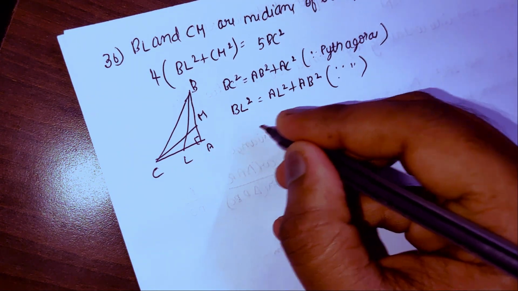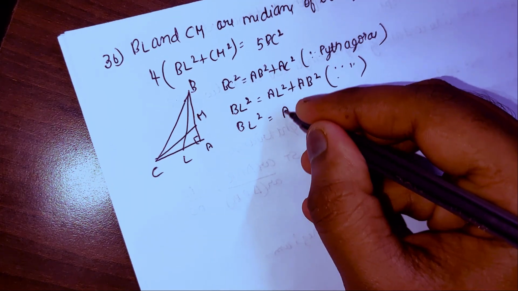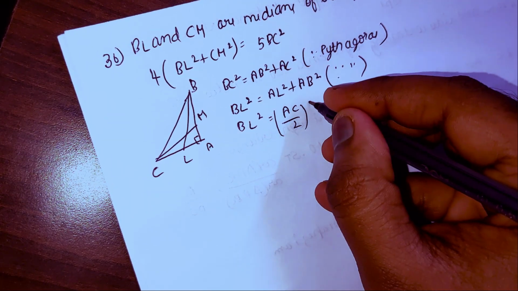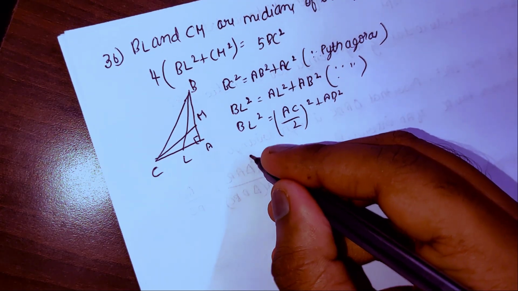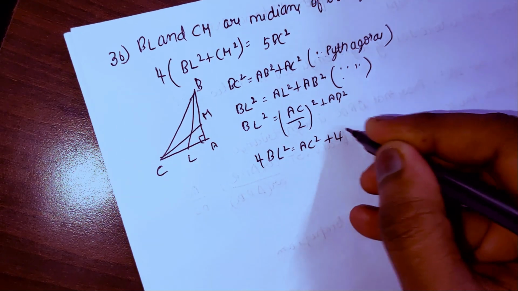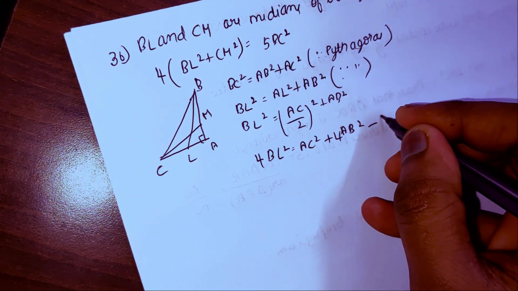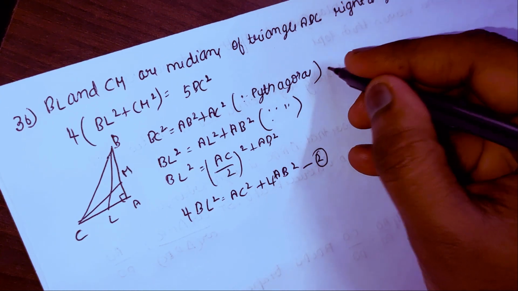Instead of AL, substitute that as AC by 2 and we will continue. AC by 2 whole square plus AB square. We will get 4BL square is equal to AC square plus 4AB square. Consider this as the second equation. Consider the earlier one as the first equation.